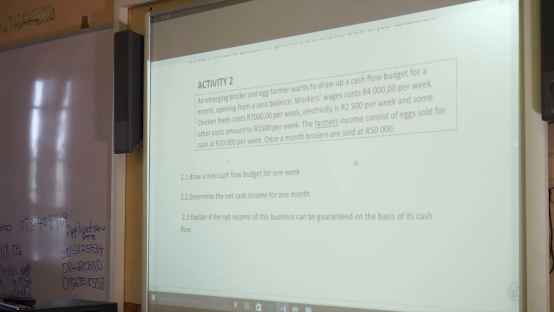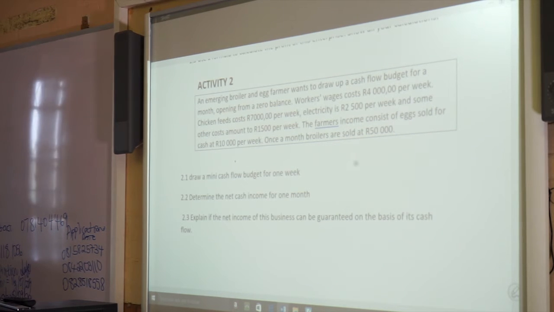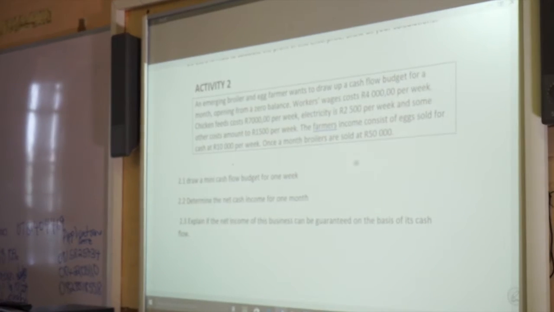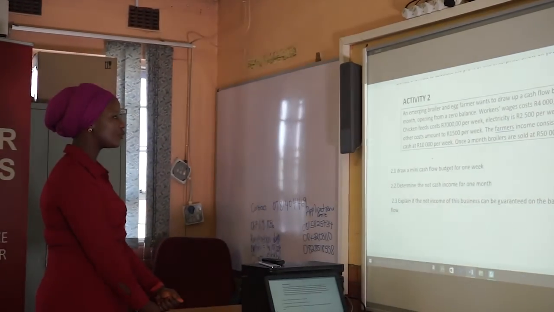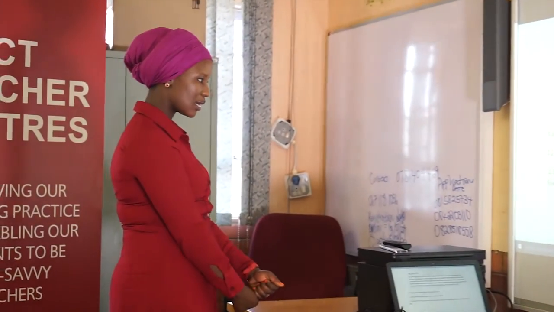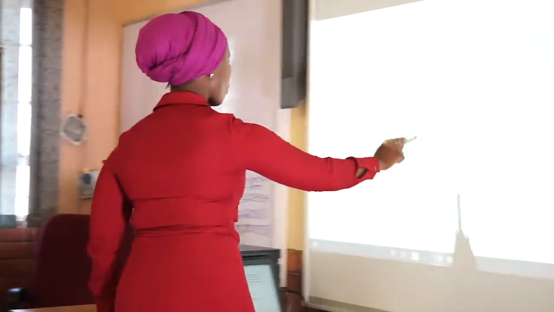Okay, activity 2. An emerging broiler and egg farmer wants to draw up a cash flow budget for a month, opening from a 0 balance. Workers' wages cost 4,000 per week, chicken feed costs 7,000 per week, electricity is 2.5 per week, and some other cost amounts to 15,000 per week. The farmer's income consists of eggs sold for cash at 10,000 per week. Once a month, broilers are sold at 50,000. Draw a mini cash flow budget for 1 week. So we're drawing this for 1 week.